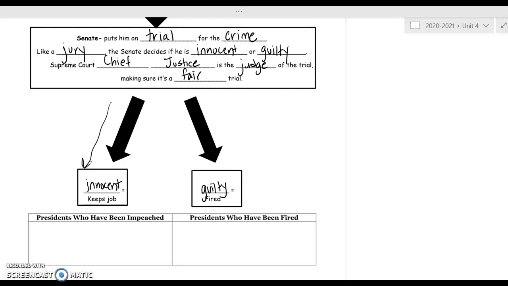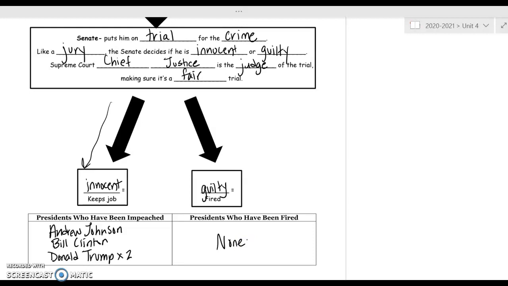But we've gone down this impeachment path to the president keeping their job 4 times, with Andrew Johnson, who was president after Lincoln was assassinated. Bill Clinton was impeached and found innocent, and Donald Trump was impeached and found innocent 2 times. So he was impeached twice and found innocent twice. And there's never been a president who has been fired after being impeached.